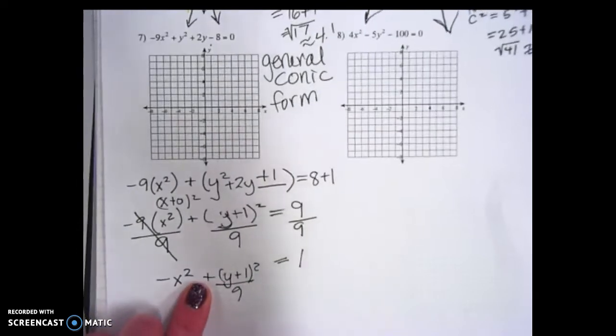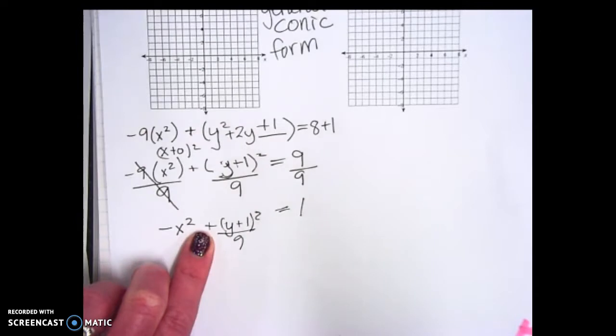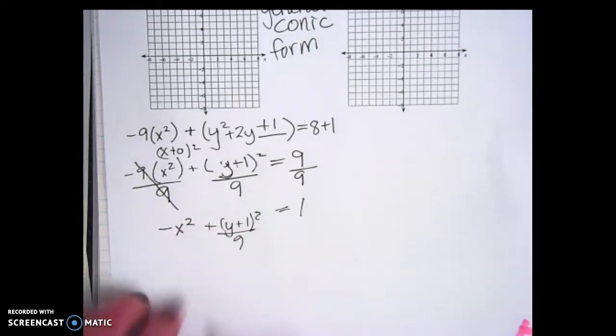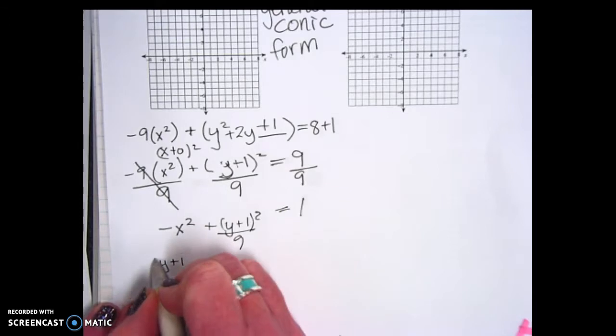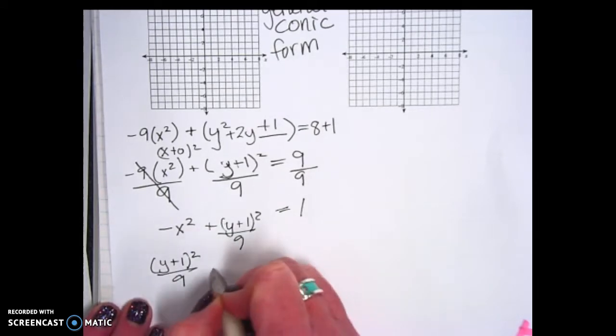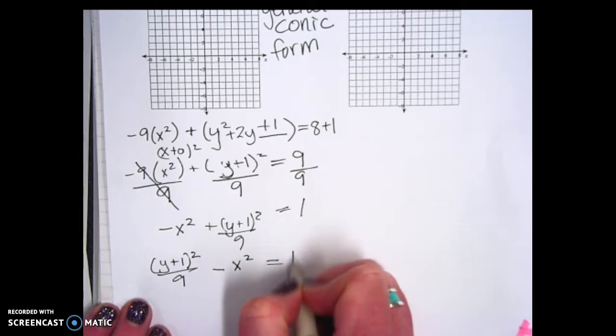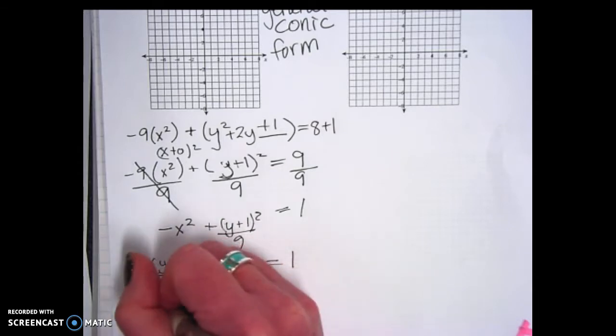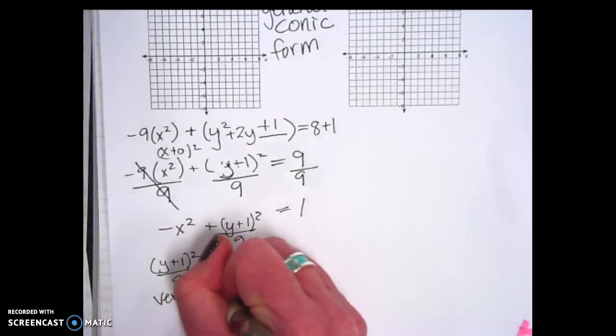But we don't actually want the sign in the middle to be plus, because that would be the ellipse. Right? We actually want it to be minus. So we're going to switch the order of these two terms. So it's going to be y plus 1 squared over 9 minus x squared equals 1. So at first, it looked like it was going to be horizontal, right? Because that x squared was out front. But when you put it in the correct order, it's actually going to be vertical. So it's going to open up and down.